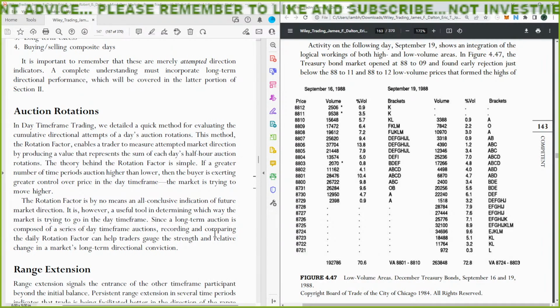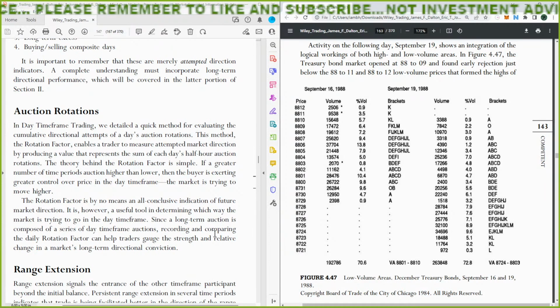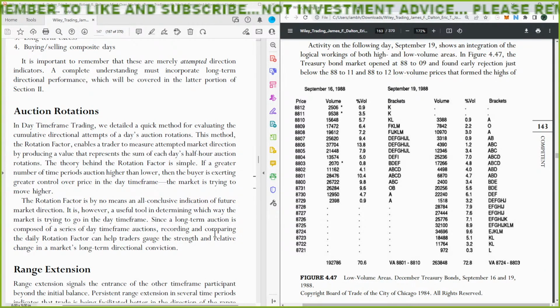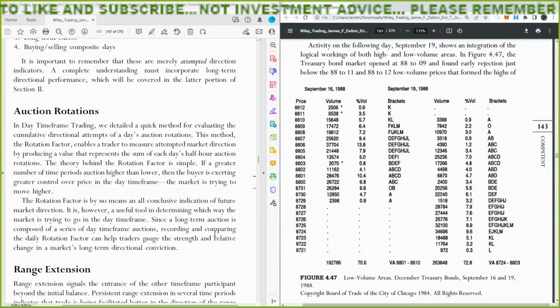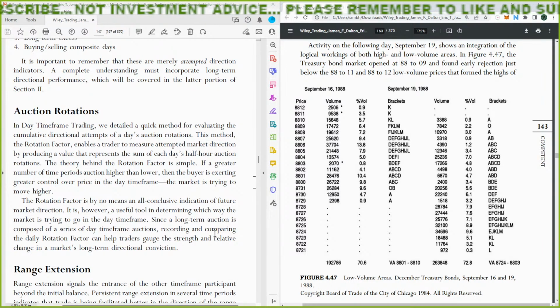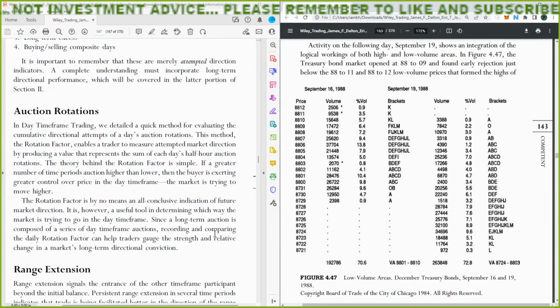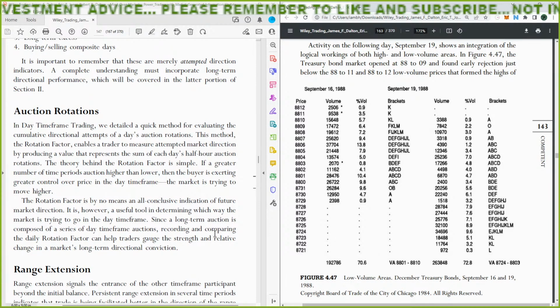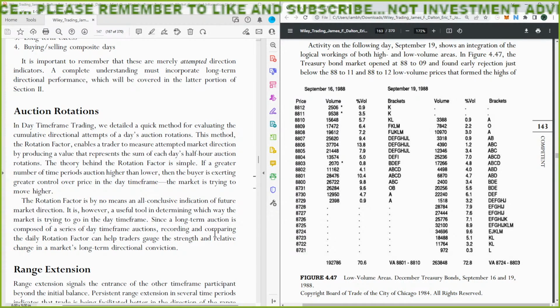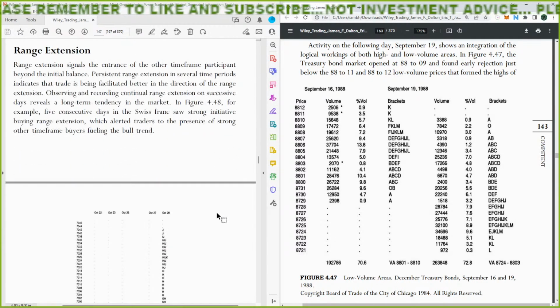The rotation factor is by no means an all-inclusive indication of future market direction. It is, however, a useful tool in determining which way the market is trying to go in the day time frame. Since a long-term auction is composed of a series of day time frame auctions, recording and comparing the daily rotation factor can help traders gauge the strength and relative change in the market's long-term directional conviction.